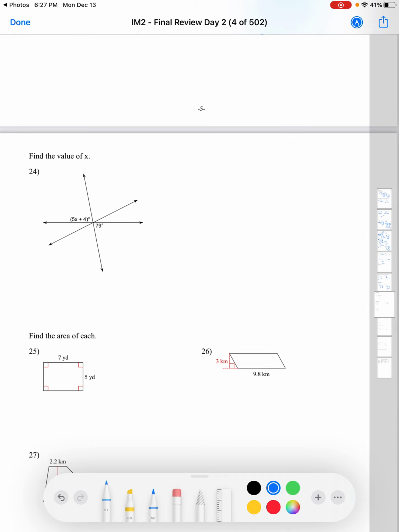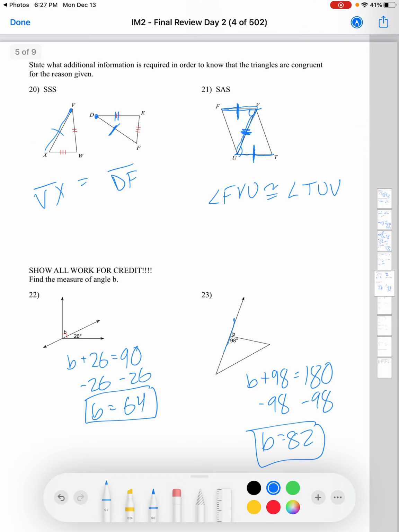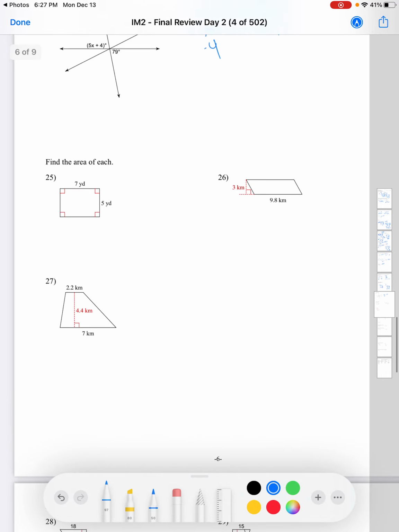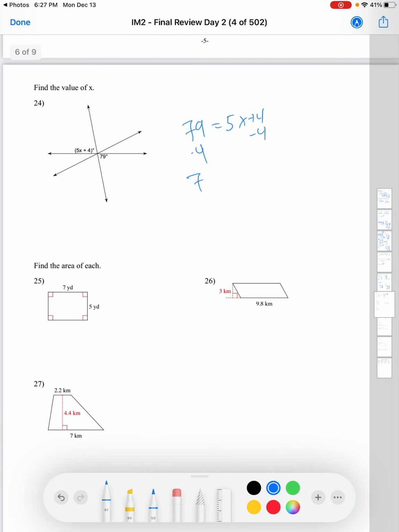Okay, here there's a vertical angle, so they're equal. 75 equals 5x, divided by 5. X is 15.